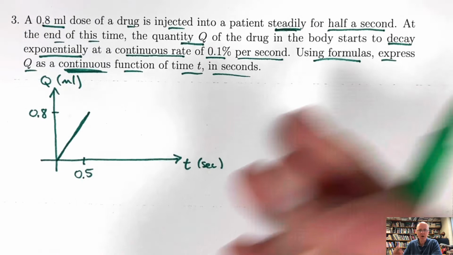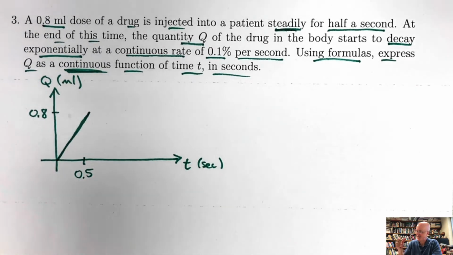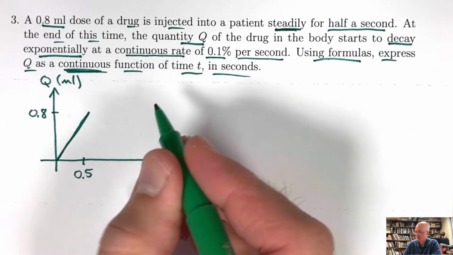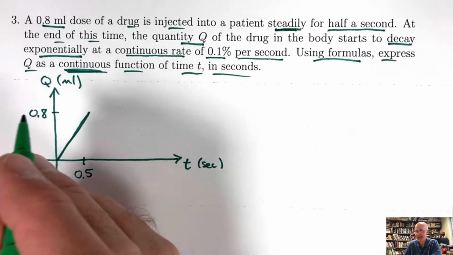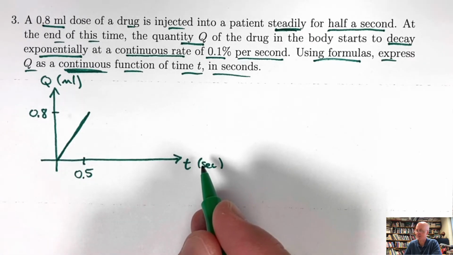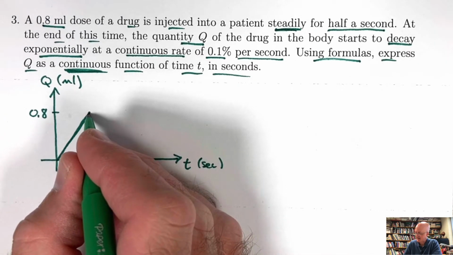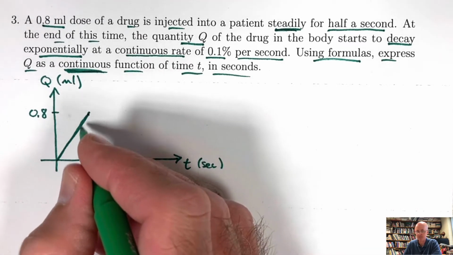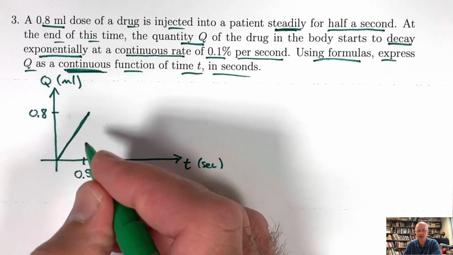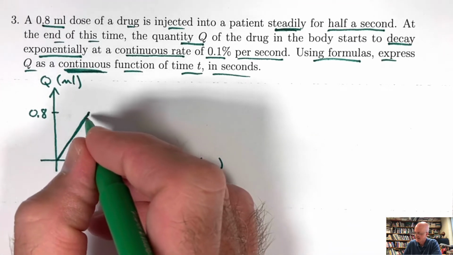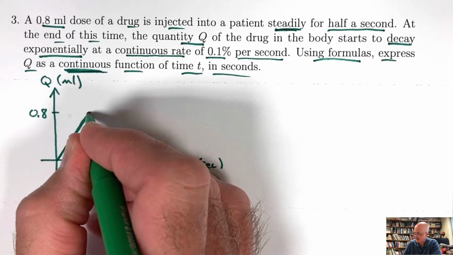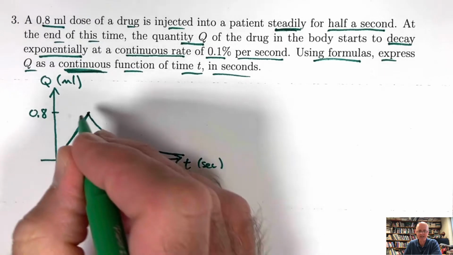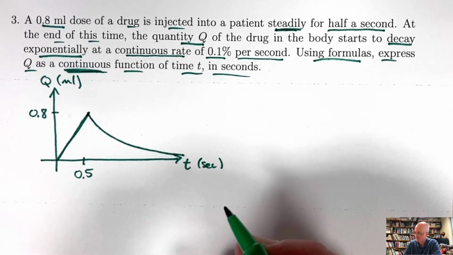Then, right away, the instant they stop injecting it, it starts to decay exponentially at a continuous rate of 0.1% per second. Exponential decay graphs look like that. They're decreasing but still concave up. And you want this to be a continuous function, which makes good intuitive sense for real life. You don't want there to be some sort of jump discontinuity in the amount of drug. That wouldn't make any intuitive sense. So you're going to get a graph going down about like this. The t-axis is a horizontal asymptote. There is an exponential decay kind of graph.